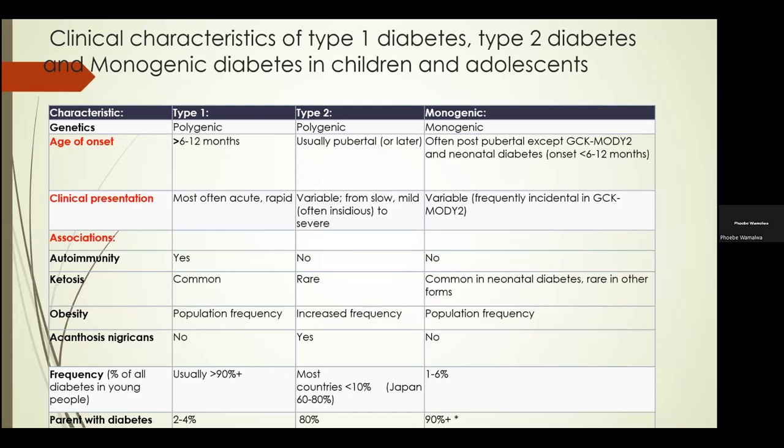In type 2, it's polygenic. Usually onset is pubertal or later. And the clinical presentation varies. It may be slow or insidious to severe. And usually there is no autoimmunity. Ketosis is rare and there's increased frequency of obesity, especially in adolescents and young adults. There's acanthosis nigricans. And the frequency in most countries is less than 10% of type 2 in pediatrics and adolescents. However, in Japan, it's 60 to 80%. We don't know why, but there could be a reason. And then remember we say there's familial aggregation, where 80% of children may have parents with type 2 diabetes.